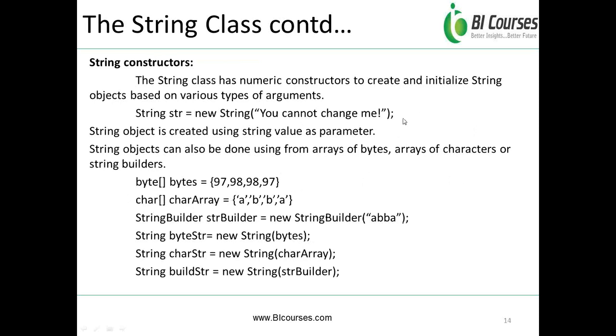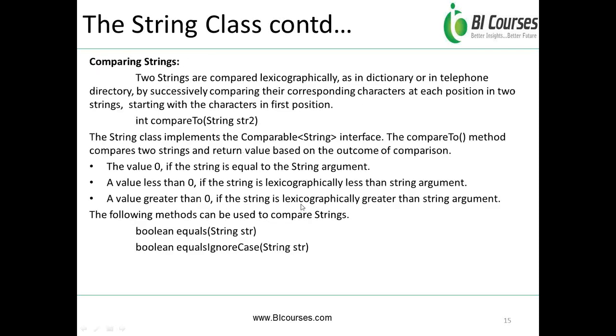How to create strings using constructors? Not only literals, we can also use constructors to create strings. String str = new String(...), and we can pass string values as parameters. So a string object is created using a string value as a parameter. Not only this, we can use a byte array, character array, and string builders. All these can be used to create string objects.